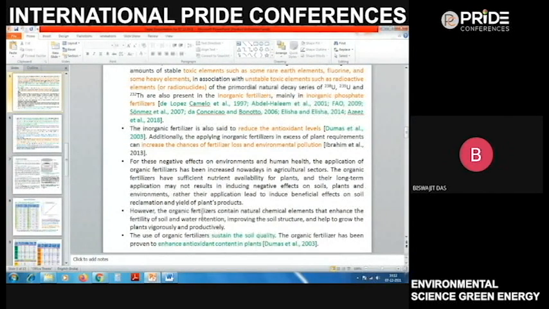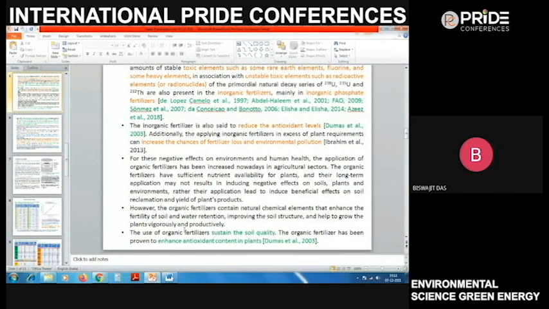Organic fertilizers contain natural chemical elements that enhance the fertility of soil and water retention, and improve the soil structure, as well as help plants grow vigorously and productively. Therefore, the use of organic fertilizers sustains soil quality. Organic fertilizers have been proven to enhance the antioxidant content in plants, whereas inorganic fertilizers reduce the antioxidant level in the soil and hence in plants.